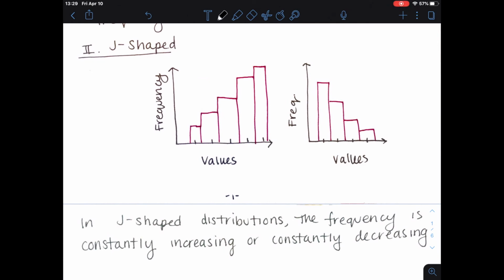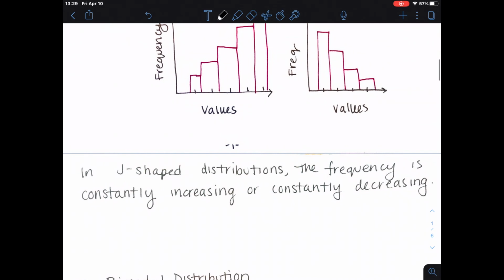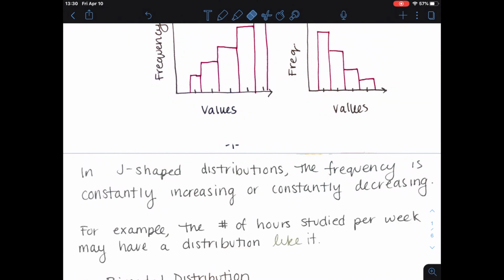If you want to think of a realistic example of something that will have this, if you count the number of hours people study per week, it's probably going to have a similar shape to this one. So it's likely they're studying like 1 to 4 hours, then it drops off 4 to 8 hours, then it drops off, and there are fewer people studying those higher values.